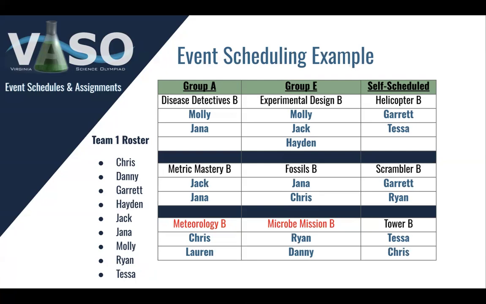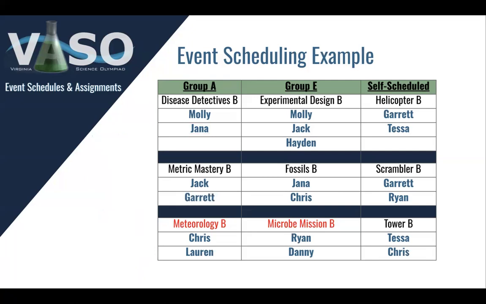There's another error on here as well. Notice that I've scheduled Jana for 2 events in the same group. This means that those events will be happening at the same time. And Jana can do a lot of things, but she can't be in 2 places at once. So I have to make a change and remove her from one of these event assignments and replace her with somebody else. So let's say that I'll take Jana off of Metric Mastery and replace her with Garrett. Now there are no conflicts in Group A for my students.